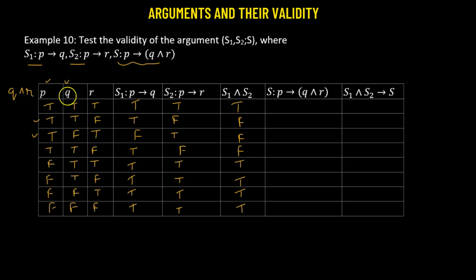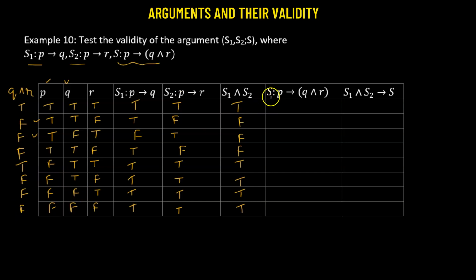So Q and R, this is the conjunction between Q and R. So this will be true, true, false. So this is false, false, true. This is false, true, false. So this is false, true, true. So this is going to be true, true, false. So this is false, false, true. This is false, and we have both are false. So this will be false.